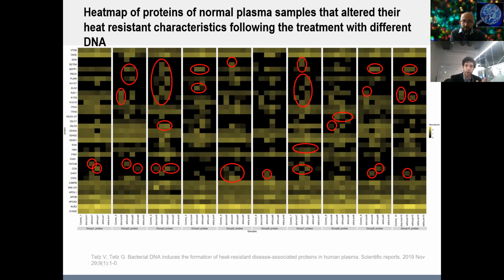I did not highlight all of them, but just to provide you with the general idea. Moreover, one can see that eDNA from different bacteria had different effects over the same plasma samples. In other words, bacterial DNA induces the formation of heat-resistant proteins. Since prion domains are known to be responsible for protein heat resistance, we next employed the prion prediction algorithm to verify the presence of prion-like domains in proteins which exhibited changes in their thermal behavior following eDNA treatment.